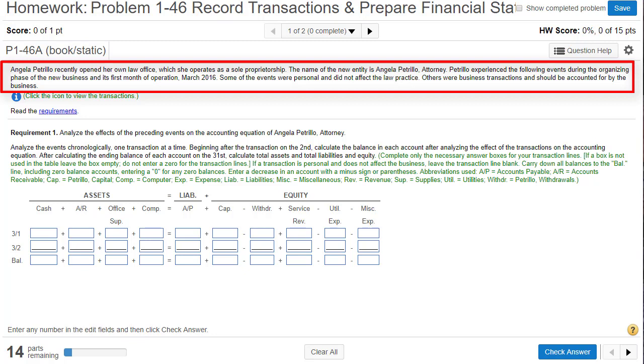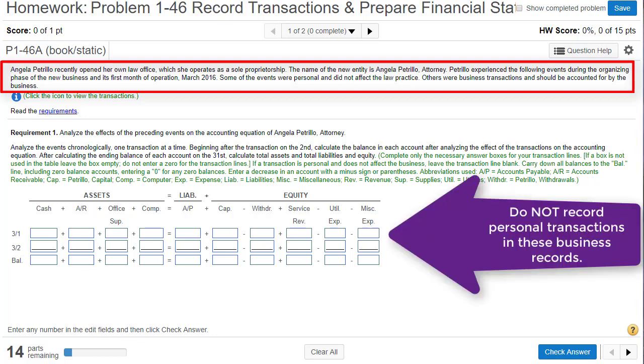Now, this part is very important. Some of the events were personal and did not affect the law practice. Others were business transactions and should be accounted for by the business. So remember, in a business's accounting records, we only record the transactions that affect the business. We do not include personal transactions when recording the business's transactions.